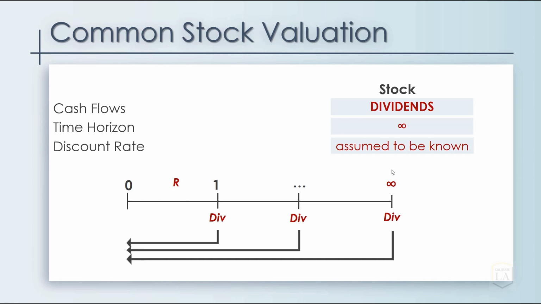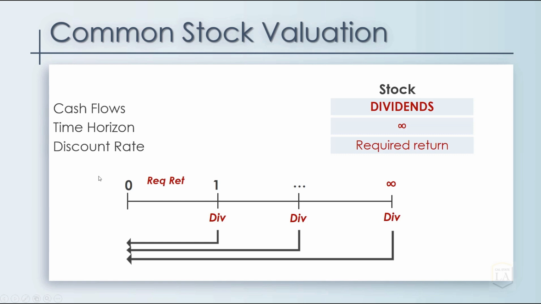And for the discount rate, which is assumed to be known, we're going to use what's called the required rate of return, or sometimes called expected return. How to compute this? Of course, for this chapter it's going to be provided to you, but how it's actually measured or estimated in the real world will be discussed in the following chapters.